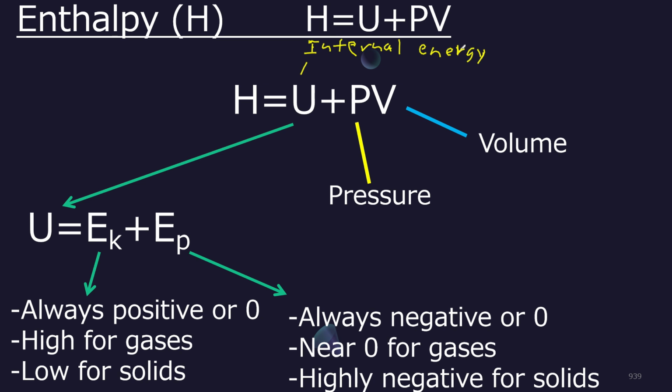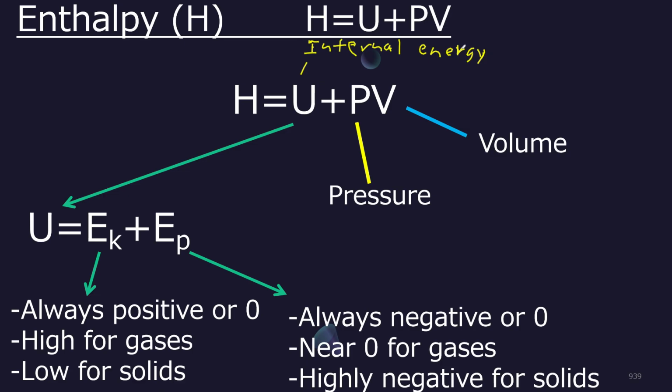But there are some things about these. The kinetic energy is always positive or zero. If something's not moving, it's zero, but that would be absolute zero, a theoretical idea that we haven't really ever observed. Otherwise it's positive: if it has a speed, it has a positive kinetic energy. This EK is very high for gases, but it's fairly low for solids. They can only be vibrating a little bit.